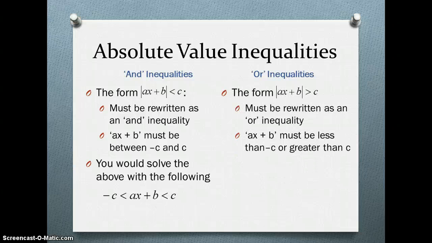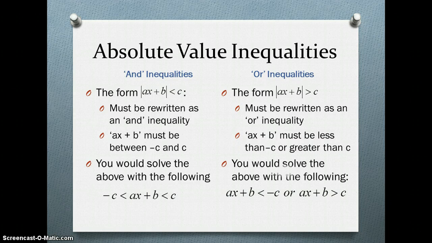Or inequalities are slightly different. This is saying that the distance that ax plus b is away from 0 has to be greater than c. So it has to be either to the right of c or to the left of negative c, which is less than negative c. So as we go through these, here's how we would rewrite these.